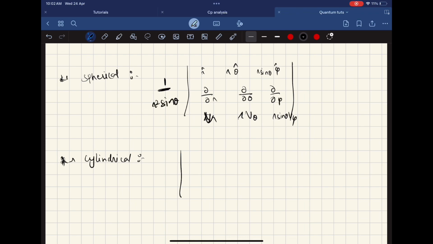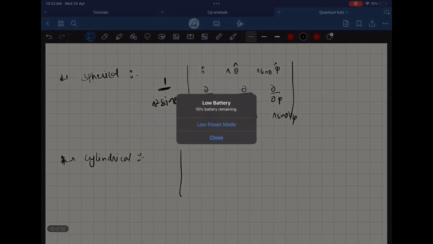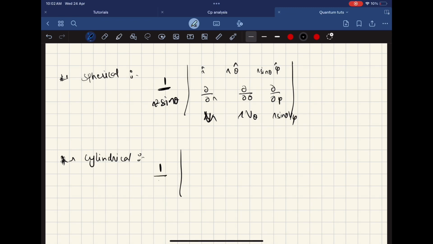Okay, so now in the cylindrical coordinate system, we write rho cap, phi cap, k cap, del over del rho, del over del phi, del over del z. Here we have v rho, this is rho times v phi, and this is vz.